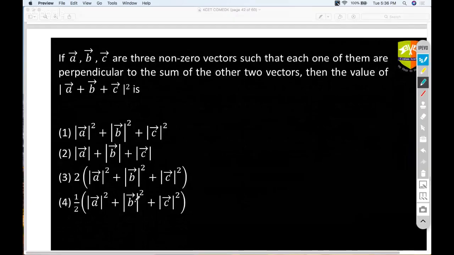Next, if A, B, C are three non-zero vectors such that each one of them is perpendicular to the sum of the other two, then what is the value of mod A plus B plus C square? So this is question number 42 for you.